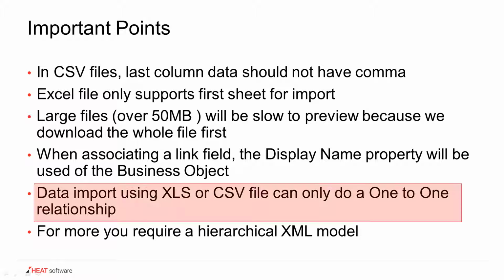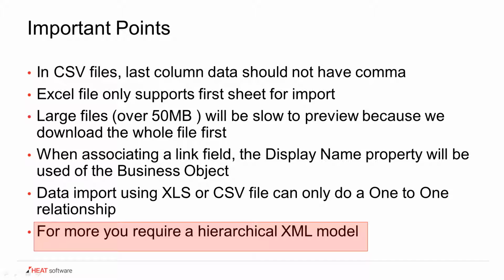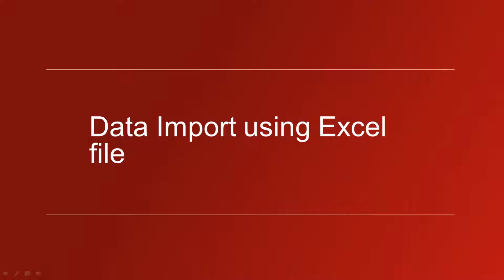And whenever you're trying to import using an XLS or a CSV file, you can do only a one-to-one relationship. If you want to have a one-to-many relationship based off data import, in that case, you have to go with the hierarchical XML model, where you can build any number of related objects and provide a one-to-many relationship using that specific XML data. Okay, so let's take one by one.